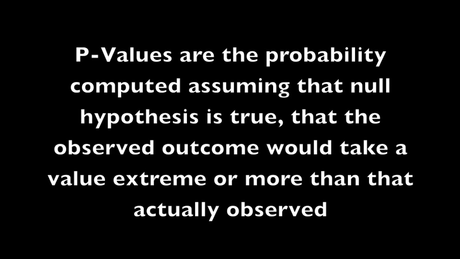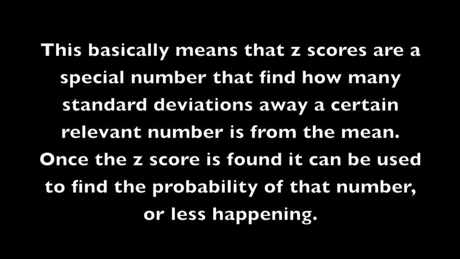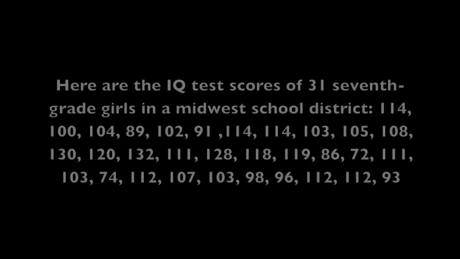P-values are the probability, computed assuming that the null hypothesis is true, that the observed outcome would take a value as extreme or more extreme than that actually observed. This basically means that z-scores are a special number that finds how many standard deviations away a certain relevant number is from the mean. Once the z-score is found, it can be used to find the probability of that number, or less, happening. Our example is 10.44 on page 582.